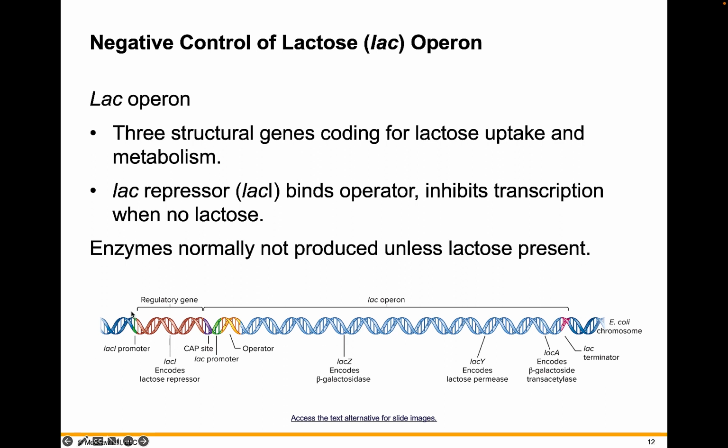On the other hand, this LAC-I promoter is always active, and LAC-I produces the lactose repressor pretty much all the time. So the enzymes, which are beta-galactosidase, lactose permease, and transacetylase, are not normally produced. They are not produced unless lactose is present. The lactose repressor binds to the operator region and inhibits transcription when there is no lactose.